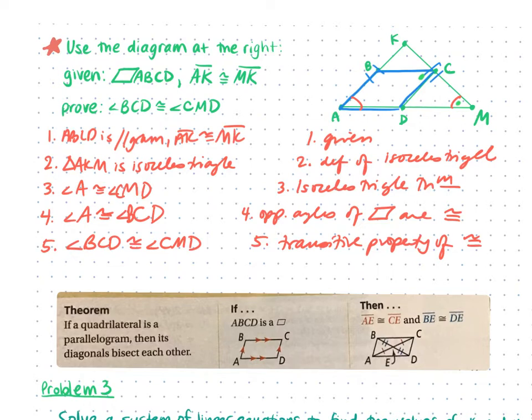And then we know that angle A is congruent to angle BCD. And that's what we just learned: within a parallelogram, opposite angles are congruent. So by the transitive property of congruence, if CMD is congruent to A and A is congruent to BCD, then BCD is congruent to CMD. And we're done. Fun stuff.